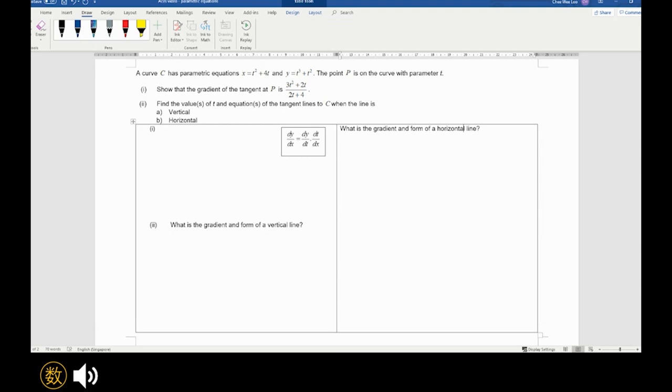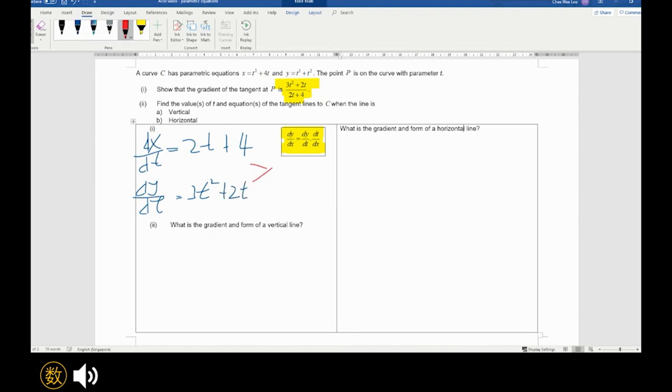So the first part of this question is to construct and prove that the gradient of the tangent line at any point in time along the curve is given by the expression right here. To answer such questions, make use of the chain rule expression that you have been exposed to since secondary school days. From there, you need to differentiate x and y individually with respect to t. So dx by dt is 2t plus 4, and dy by dt is 3t squared plus 2t.